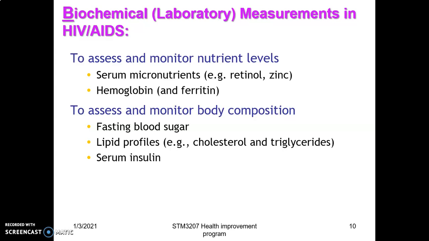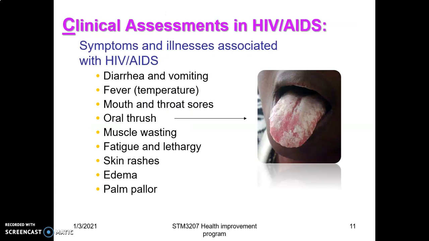So for your biochemical measurements, first is to assess and monitor nutrient level, looking at their hemoglobin and serum micronutrients. And second is to assess and monitor body composition as well, which is looking at their fasting blood sugar, lipid profile, and serum insulin. And for the clinical assessment, what do we assess? We look at whether they have diarrhea, fever, mouth and throat sores, or oral thrush. So this is what oral thrush means. And muscle wasting, fatigue, skin rashes, edema, and pallor.